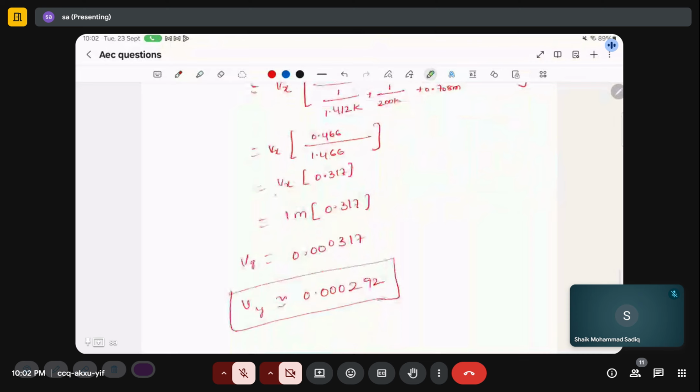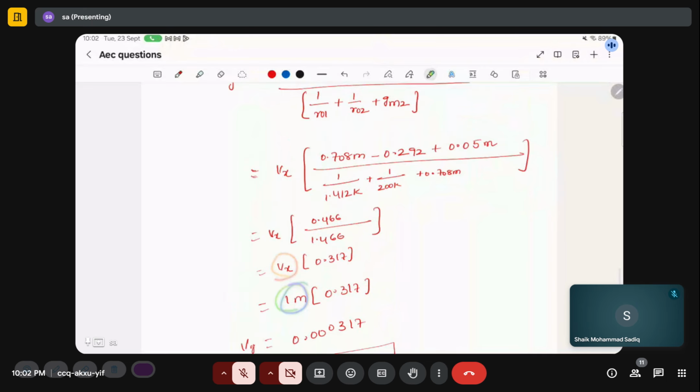But the main thing is I have taken Vx as 1 milli. Why 1 milli?